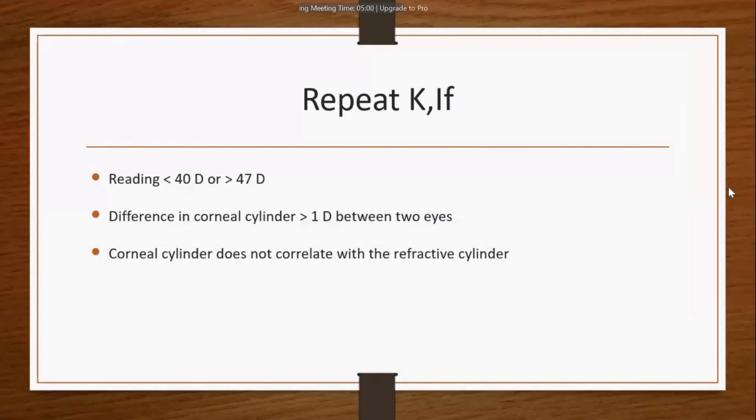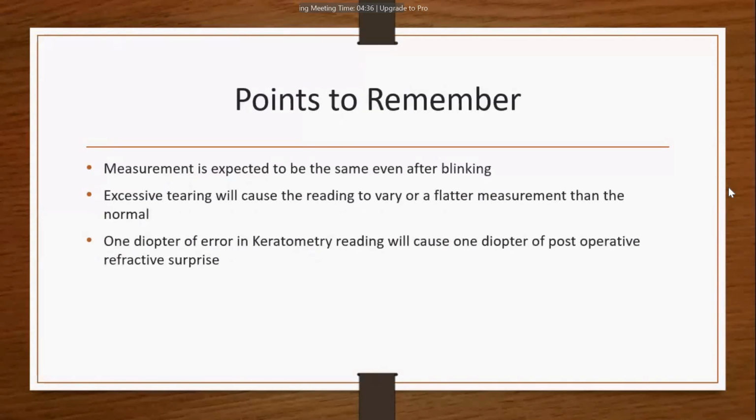Also, you want to check this corneal cylinder against your pre-op refraction, to see how much refraction you are getting in the retinoscope, so that you can calculate how much astigmatism is because of the cornea and how much is internal astigmatism. A few points on the keratometer: the measurement should be the same even after the patient blinks, because most keratometers work on the principle of corneal reflections. So after the patient blinks, the value should be the same.